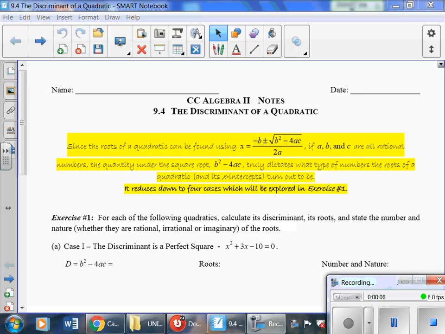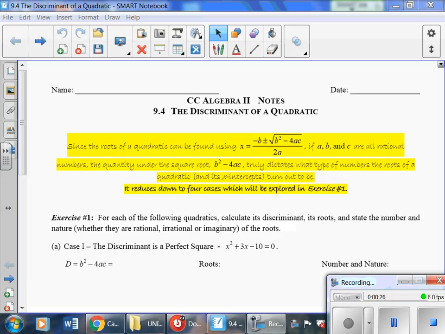Today we're going to do 9.4, which is the discriminant of a quadratic. Basically, we talked about this before in class, and we've talked about how that discriminant, which is that b squared minus 4ac, can truly make you understand what the roots are going to look like. So we call that the nature of the roots.